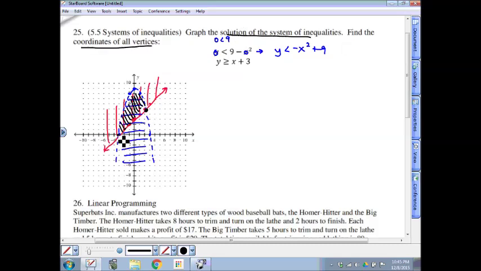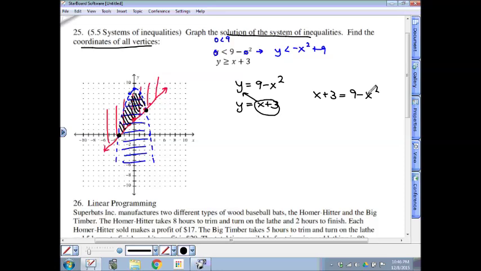The vertices are where the actual graphs intersect, so we need to find the location of these 2 points. To find the location of vertices, you treat this as a system of equations instead of a system of inequalities. So we have y equals 9 minus x squared, and we have y equals x plus 3. Well, if y is equal to x plus 3, then we can make a substitution because that y also equals x plus 3. So we have x plus 3 equals 9 minus x squared.